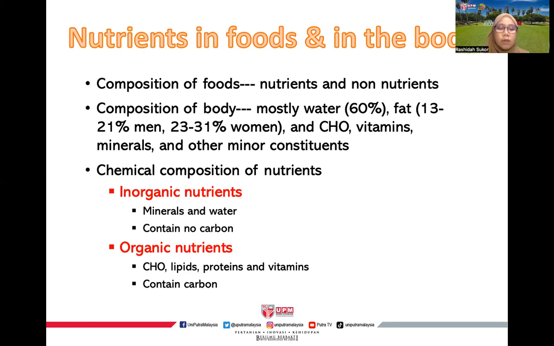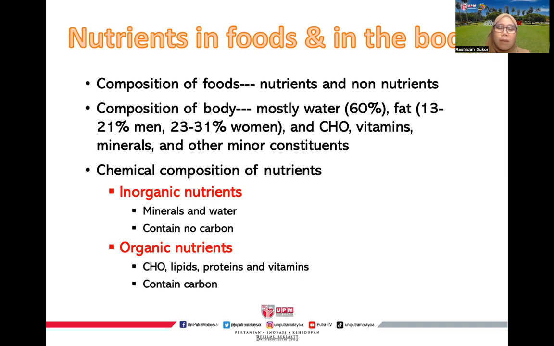Okay, and the chemical composition of the nutrients, I think you have gone through this in the previous notes or lecture. So we have organic nutrients, which contain carbon. When we say organic, it means it contains carbon. Carbon is one of the chemical elements. Okay, and in inorganic nutrients, there is no carbon. There are other elements, but there is no carbon. For example, we have minerals and also water.